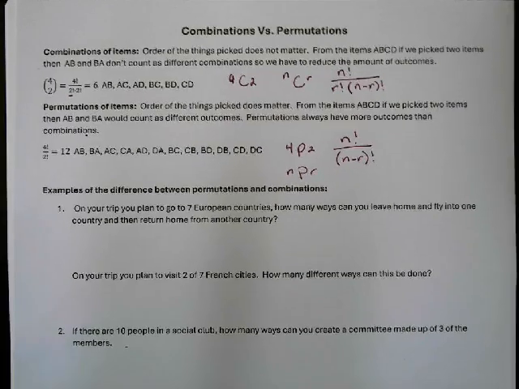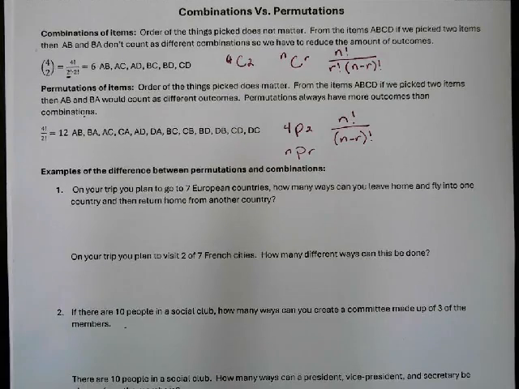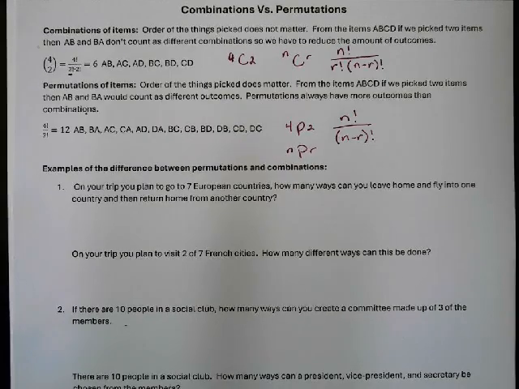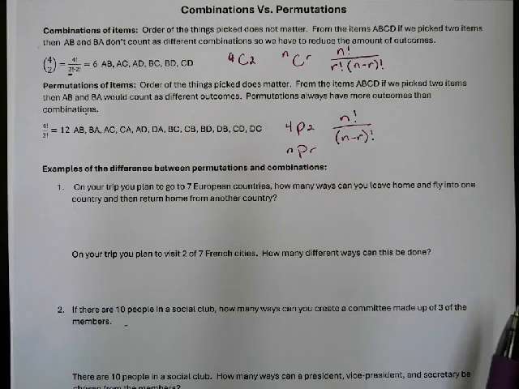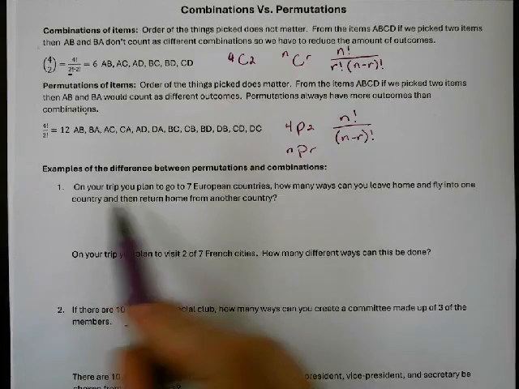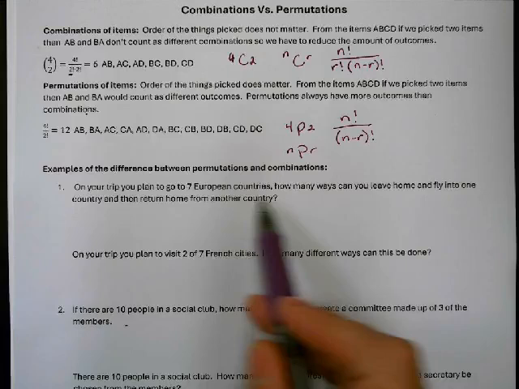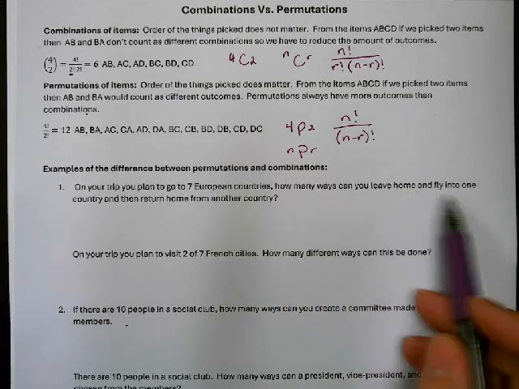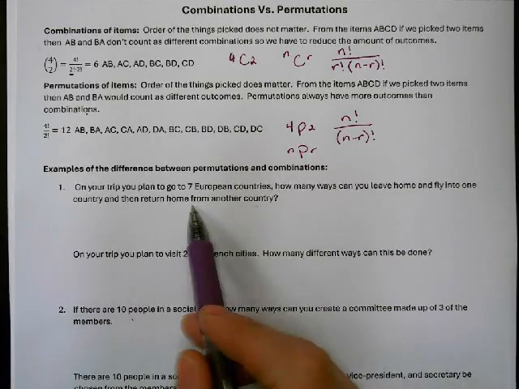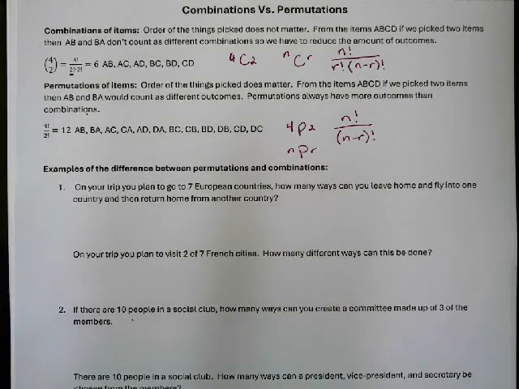All right, so how can you tell if you're looking at a problem that needs a combination versus a problem that needs a permutation? Let's look at this first example. We've got 2 very similar problems here, but one is a combination and one's a permutation. On your trip, you plan to go to 7 European countries. Okay, so there's 7 things. How many ways can you leave home and fly into one country and then return home from another country? So I've got 7 countries. I'm going to leave and go into one and then come back home from another country.